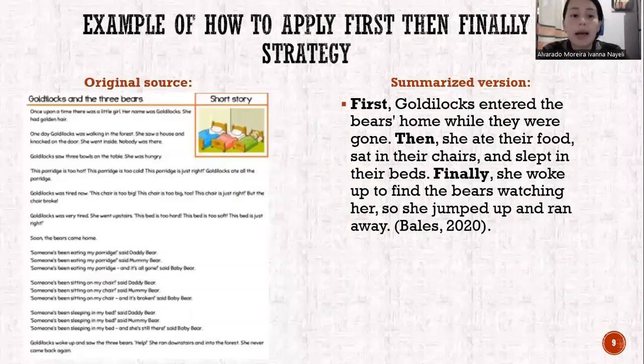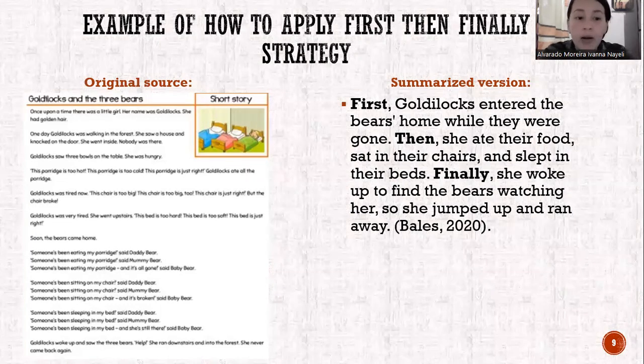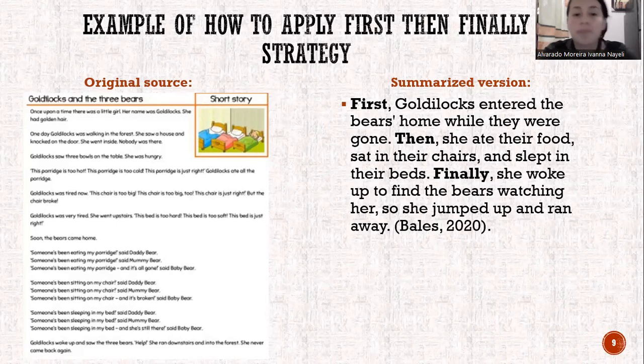Okay, and here is an example of how to apply the first then finally strategy. In this case, on the left side, we have the original source with a famous short story, Goldilocks and the 3 Bears. Okay, on the right side, we have the summarized version of this short story. Okay, in this case, the 3 words represent the beginning, main action, and conclusion of a story, respectively.